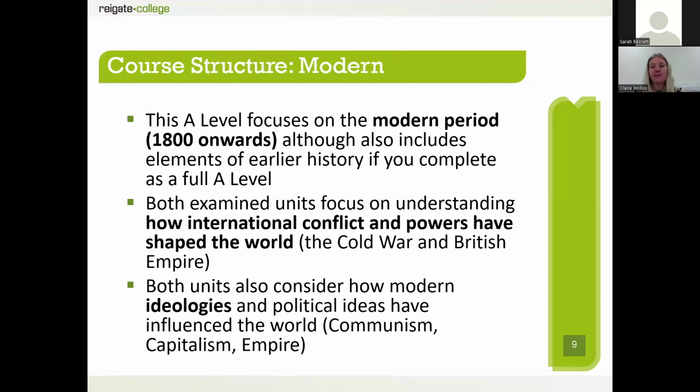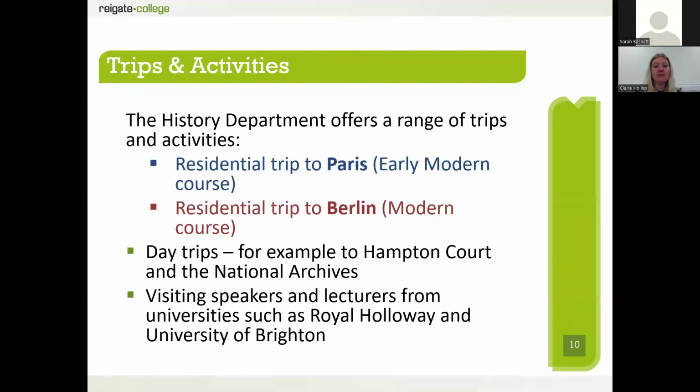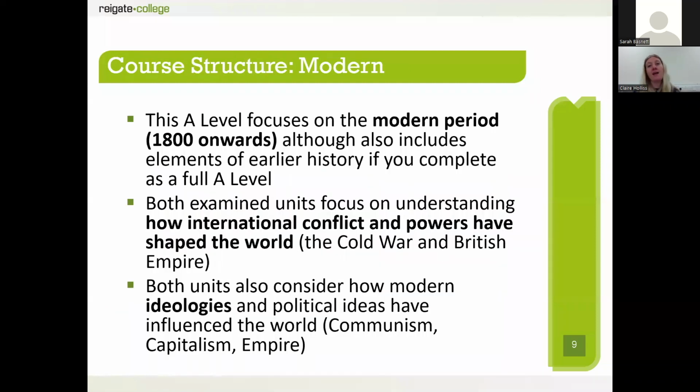So again, this course is much more of an international focus, international conflict and how powers have shaped the world. Also a real focus on ideologies, so key ideas like communism, capitalism, imperialism, nationalism as well. So the key thing about those two courses, flip back, is that as we said at the start, these two courses are identical in terms of how they're assessed. They're identical in the kinds of skills that you'll be developing. The thing that is different is the content.